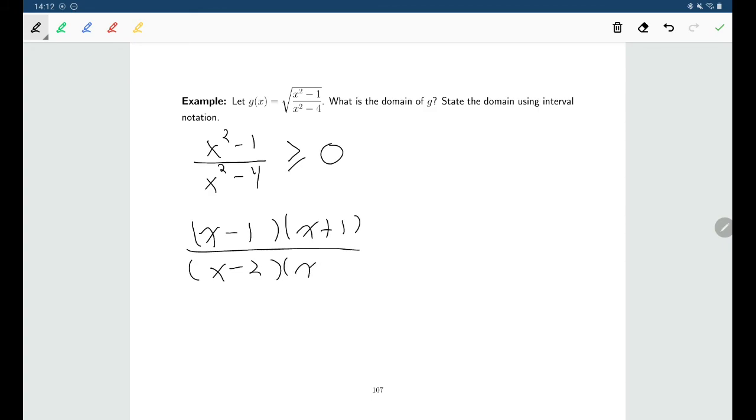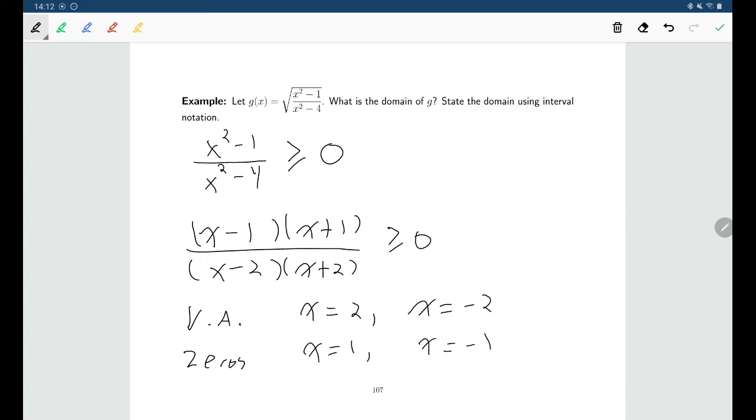And this factors relatively easily. And you can see that you've got vertical asymptotes at 2 and at -2. And you've got zeros, you've got x-intercepts at 1 and at -1. So that means that when we're drawing our number line, we'll have several points to put on it. We'll have -2, -1, +1, and +2.